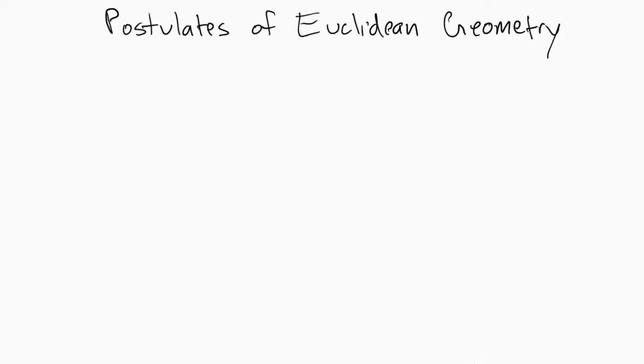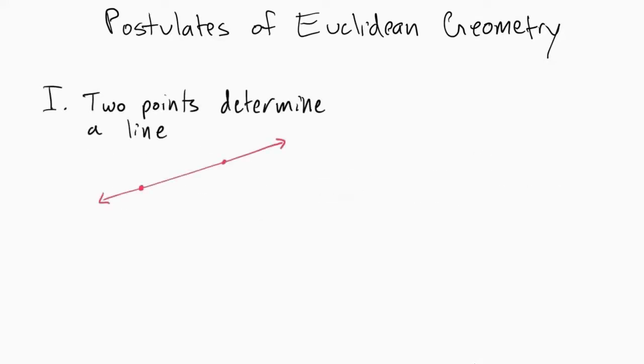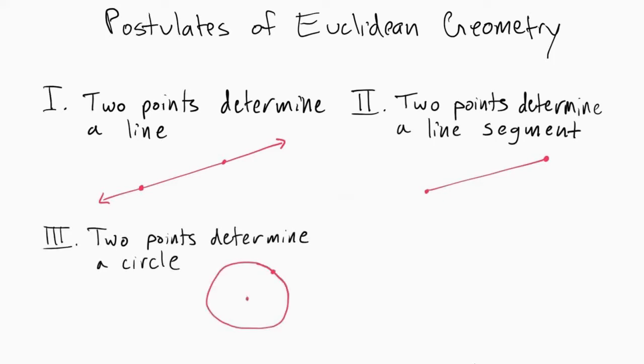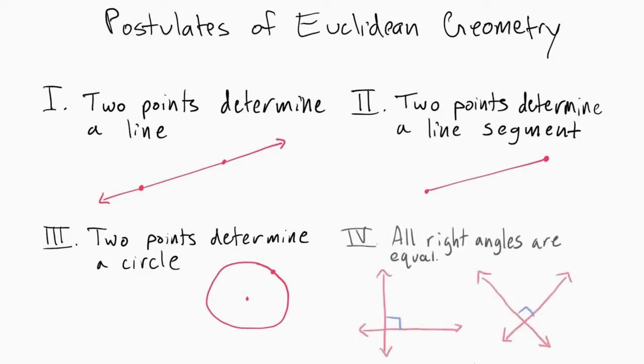They are: 1. 2 points determine a line. 2. 2 points determine a line segment. 3. 2 points determine a circle. And 4. All right angles are equal. There's actually a fifth postulate of Euclidean geometry, but it's not on this slide for some reason. Oh well, let's start with these four.